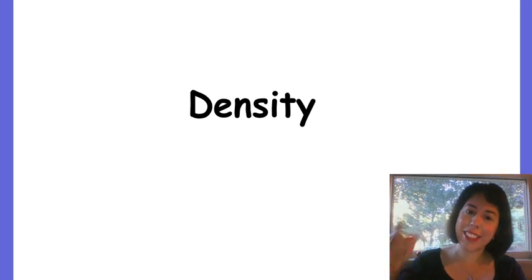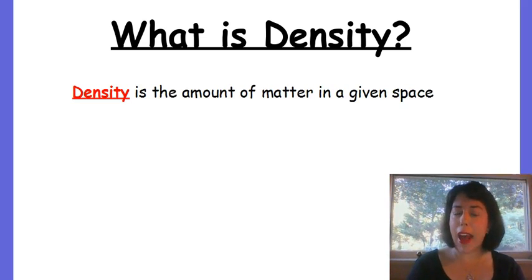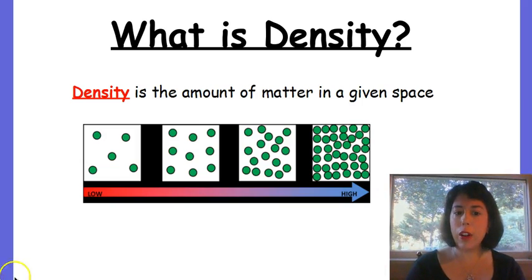Ready? Let's get started. So what exactly is density? Density is the amount of matter in a given space. So if we were to look at this diagram right here, all the way on the left, you can see that we have a few atoms in this box, and they're fairly spread out. They're not crowded. It doesn't have a very high density. Instead, it has a very low density.